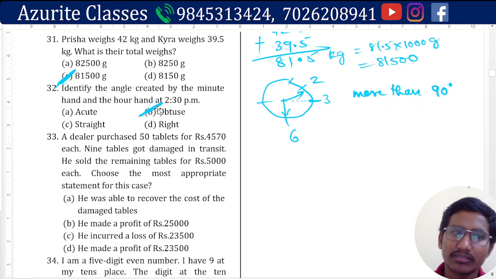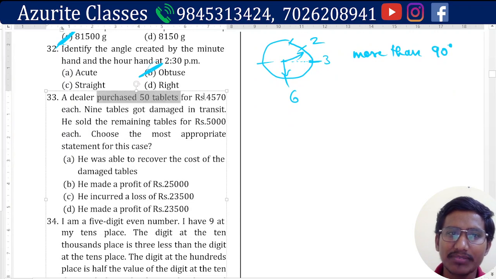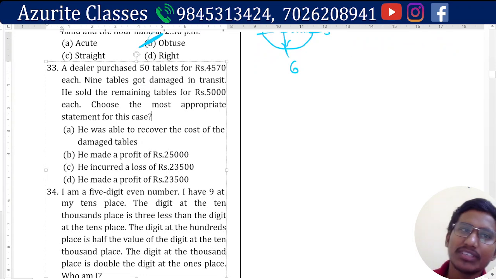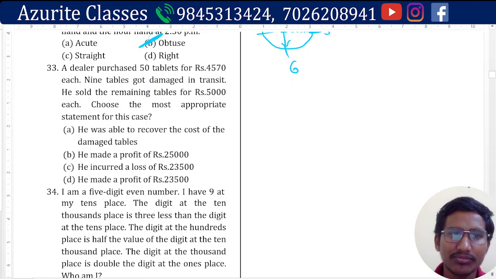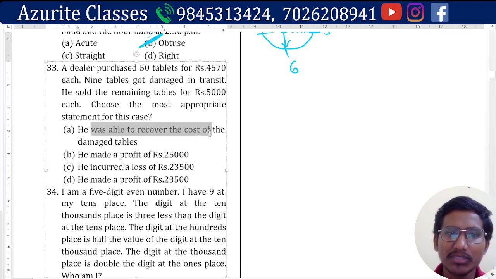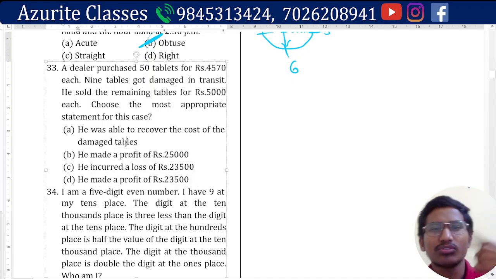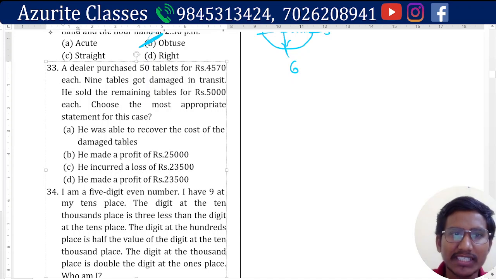Okay. Next, 33. A dealer purchased 50 tablets for this much. Each 9 tablets got damaged in transit and he sold the remaining at 5,000 each. So what is the most appropriate statement in this case? Let us see the options first so that we can understand what they are asking. Option A, he was able to recover the cost of the damage of the tablets. He made profit. He incurred loss. He made profit. So we have to find the profit or loss. So let us see here.